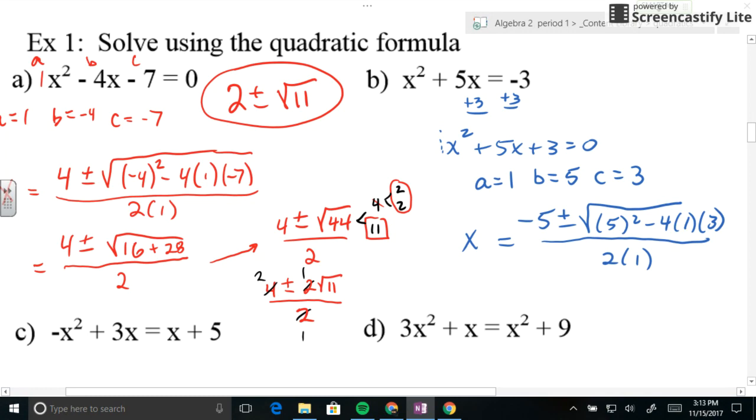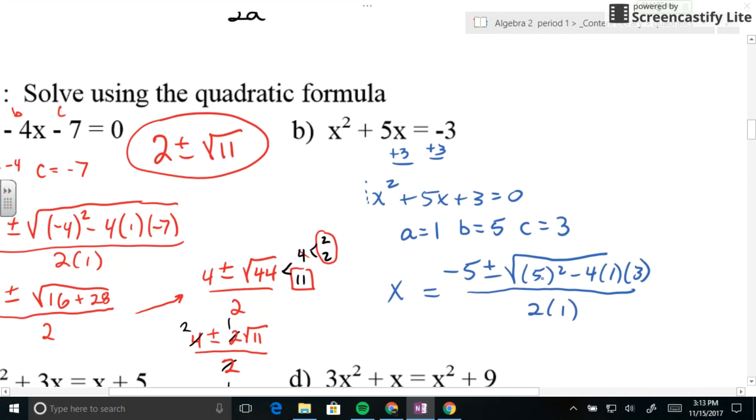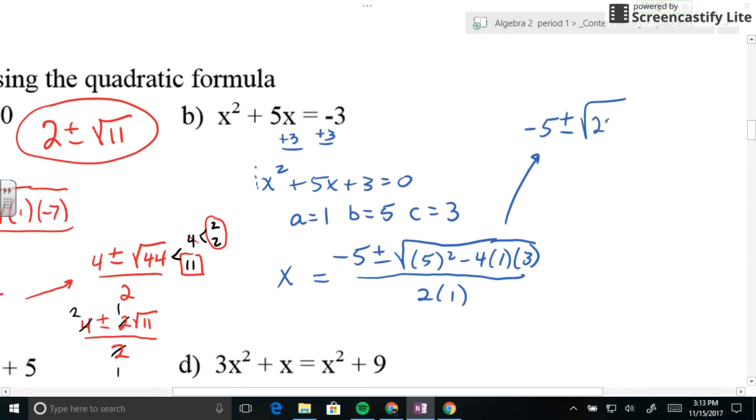And then we just do the math. Try to figure out what's inside the radical sign. So you could type all that in your calculator and just figure it out. Once again, I don't have my calculator, so I'm going to do the math. 5 squared is 25. Minus 4 times 1 times 3 is minus 12. And that is all divided by 2 times 1, which is 2.